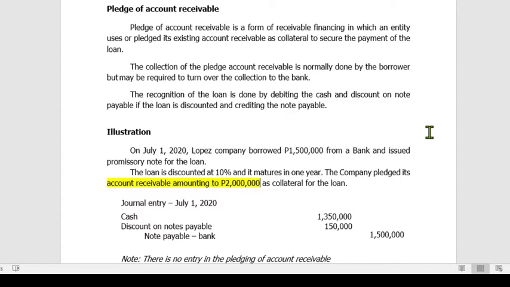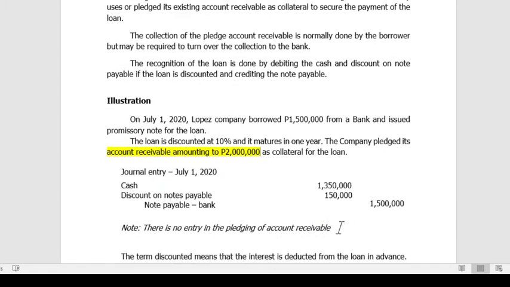So, since this pledging is general, how do you recognize daw yung pledging? Ang sabi dito, there is no entry in the pledging of account receivable. So, yung mismong pag-pledge mo, this is not recognized as a journal entry, but this is included as a note to financial statement. So, kapag nag-prepare ng financial statement, naka-note lang doon sa baba, and the portion of the notes to the financial statements na yung receivable ng ganitong amount na 2 million has been pledged to the BDO bank. Kumbaga ganon. Ganon ang sistema under the pledging of accounts receivable.